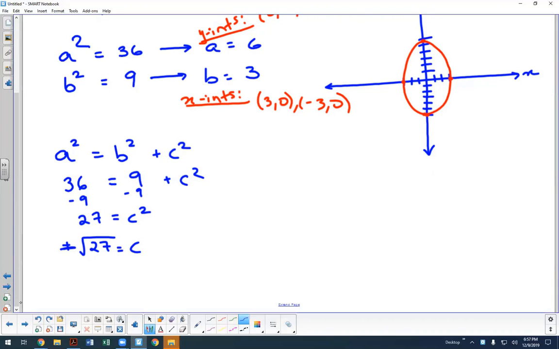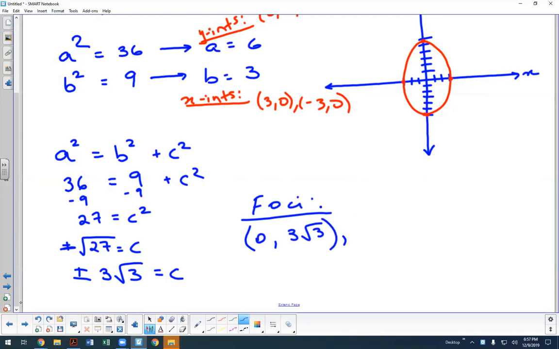Can I simplify that? Yeah, because 27 can be broken down into 9 times 3. So that simplifies into 3 root 3, where 9 comes outside as 3, and 3 stays inside. Now remember, you have a vertical major axis, which means our foci are falling on the y-axis itself. So these ordered pairs will be (0, 3 square root of 3) and (0, -3 square root of 3). Okay.